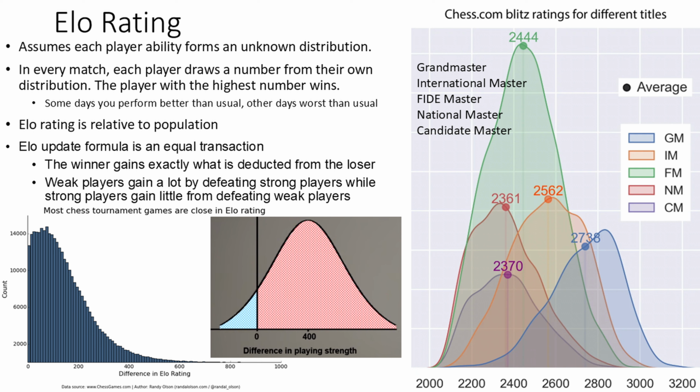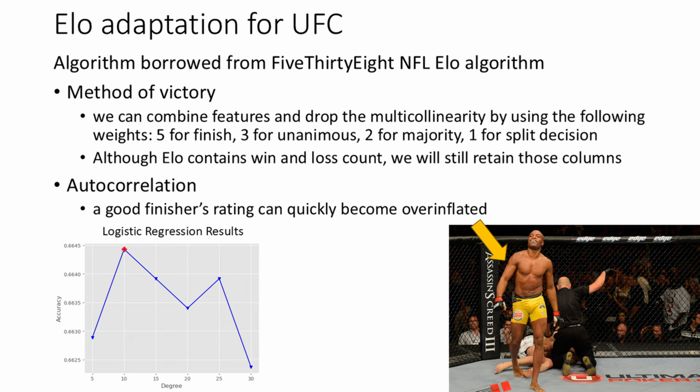We actually want to train our machine learning model to be able to predict when an underdog will win, since this is when the best payouts occur. ELO was originally developed for chess tournaments. This adaptation was borrowed from 538 NFL.